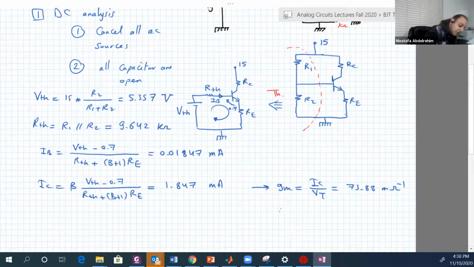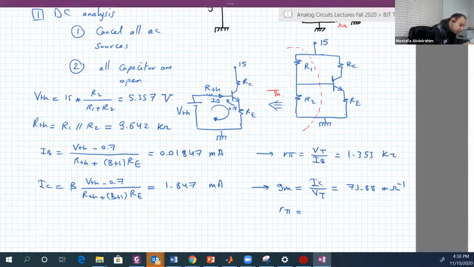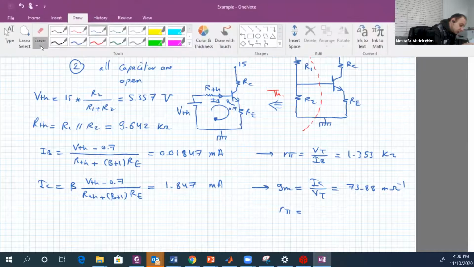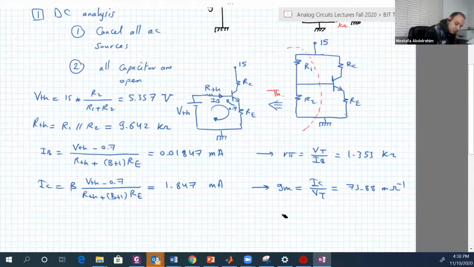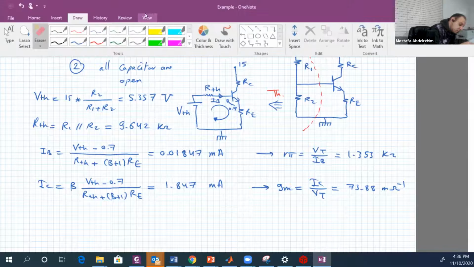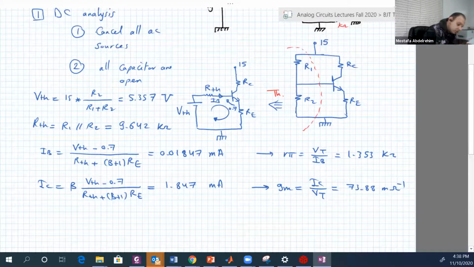We can also determine r pi. r pi is coming from IB. r pi is equal to VT over IB. It would be equal to 1.353 kilo ohms. Okay, that's all for the DC.